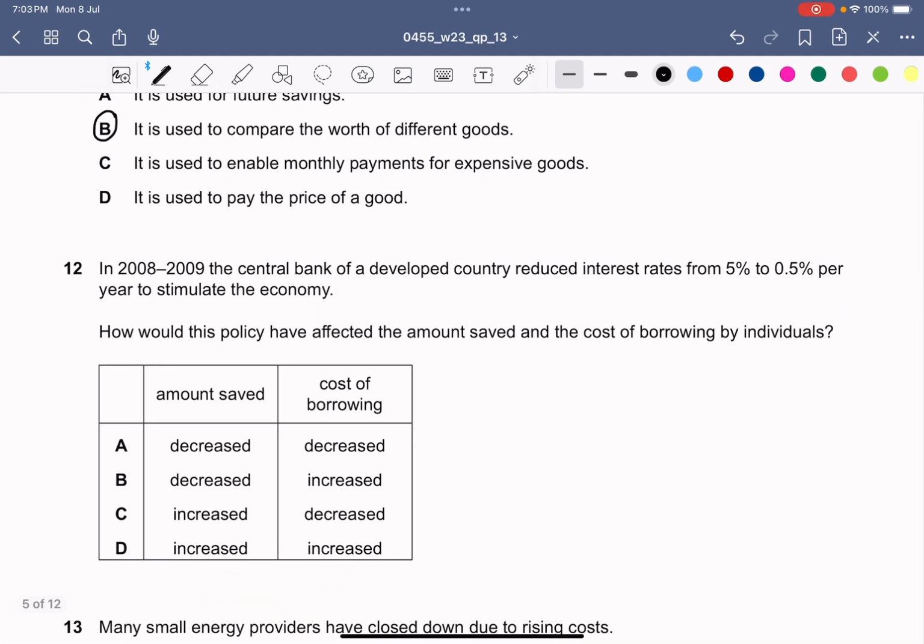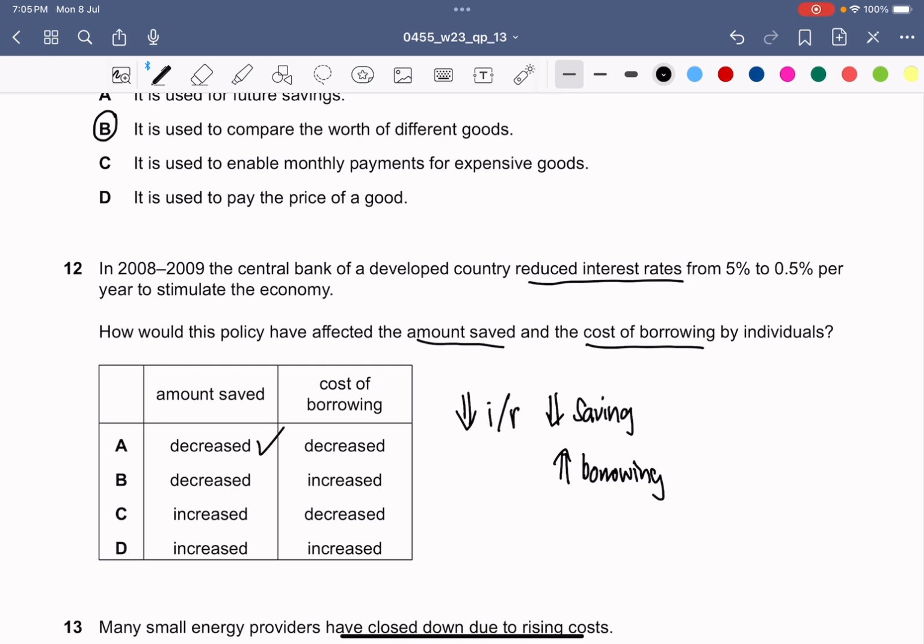12. In 2008 to 2009, the Central Bank of a developed country reduced interest rates from 5% to 0.5% per year to stimulate the economy. How would this policy have affected the amount saved and the cost of borrowing by individuals? Okay, so when you reduce interest rate, you will reduce saving and increase borrowing. However, this is very tricky. This one we know is decrease, but look properly, it says cost of borrowing. So if you didn't look, you may choose B, but actually, why would people increase borrowing? It's because the borrowing costs reduce because they need to repay less interest. So the cost of borrowing actually decreases. So the answer is A.